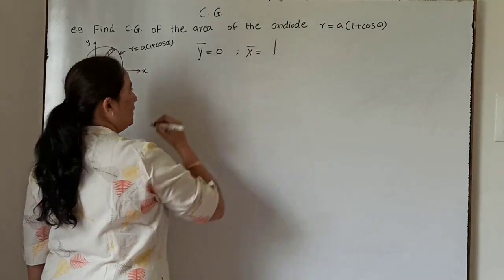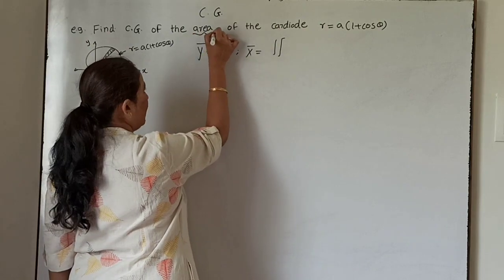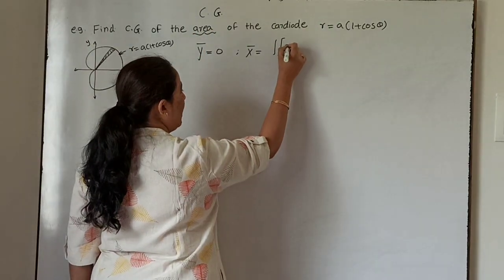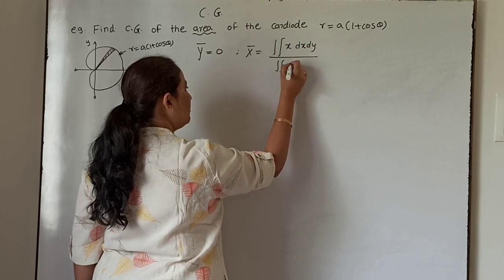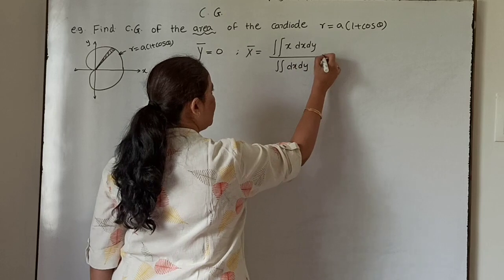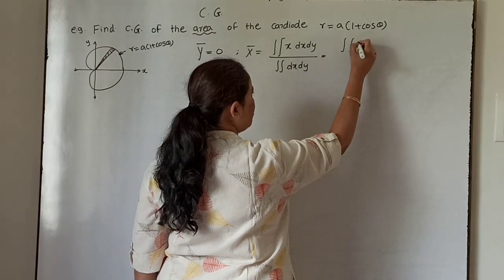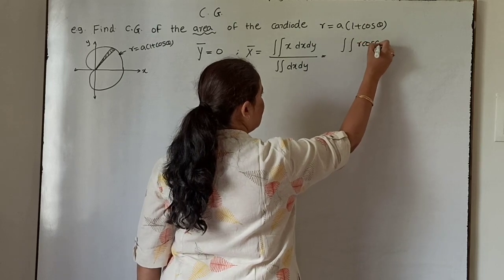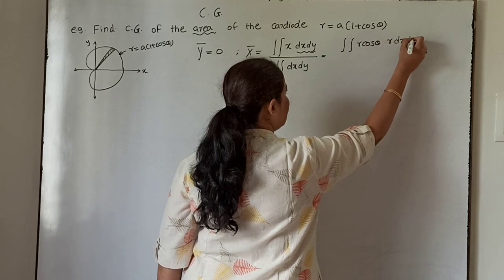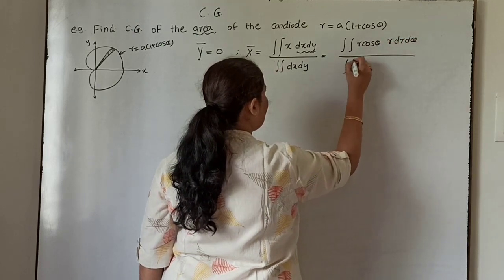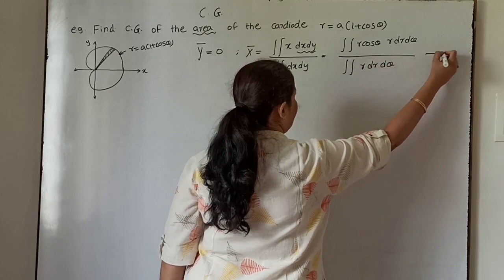If you remember the formula for the cardioid, since it is area, we will consider double integral of x dx dy upon double integral of dx dy. In terms of polar coordinates, this can be written as double integral of, we are using the substitution x is equal to r cos theta, and we are replacing dx dy by r dr d theta, upon double integral of r dr d theta. So this is equation number 1.